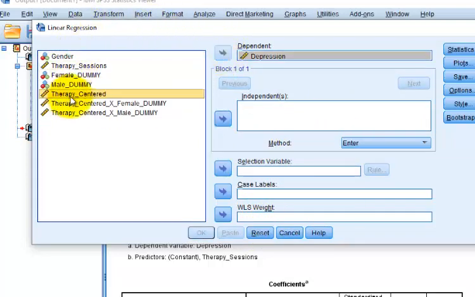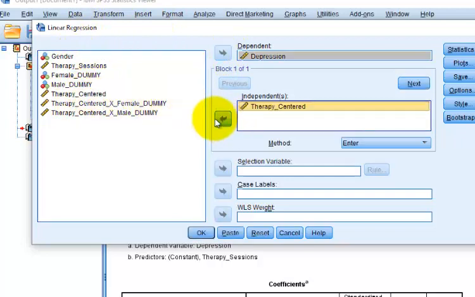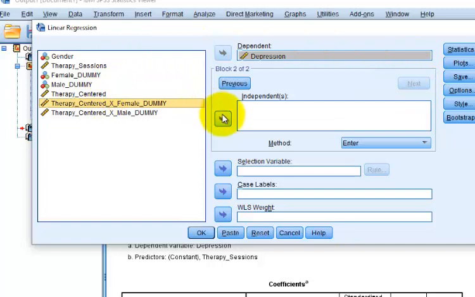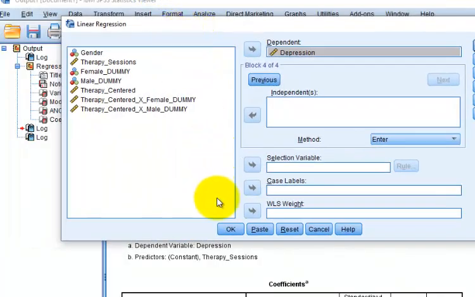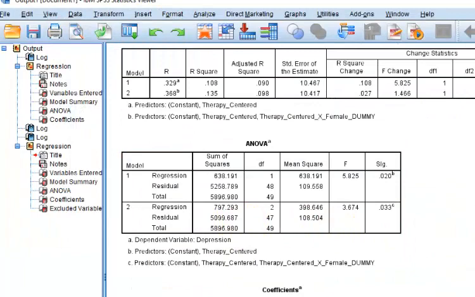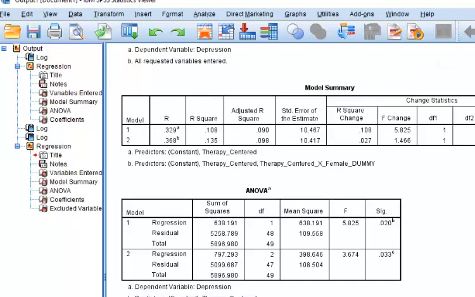I'm going to put in centered therapy. I'm going to do next. I'm going to put in the female dummy coded. And I'm going to do next. And I only want the important stuff for now. Not important, but you know what I mean. Click OK. So I'm looking at the two different summary boxes right off the top here.